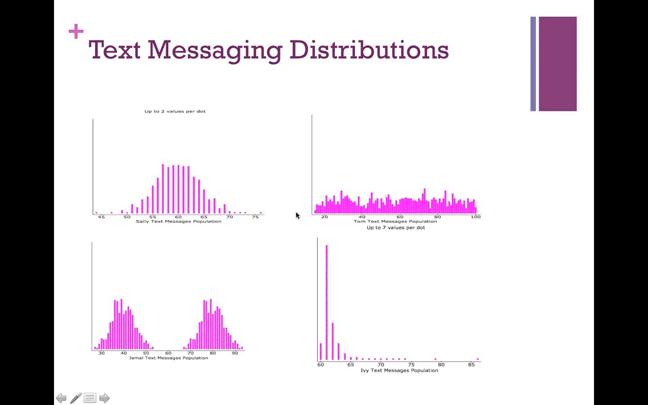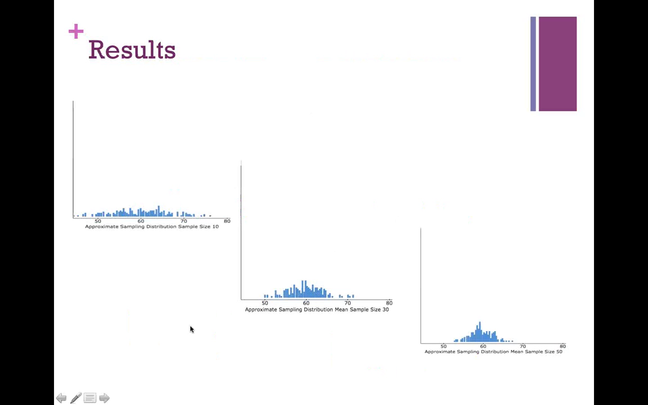And then from that, regardless of what population they have, they go through this process of constructing an approximate sampling distribution. So here is a teacher's work for Jamal. They constructed an approximate sampling distribution for samples of size 10, and that's what it looked like. I believe they took 200 samples. Size 30, and this is what it looks like. And then size 50, and this is what it looks like.